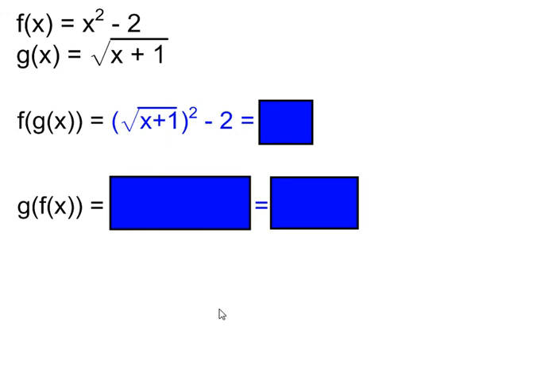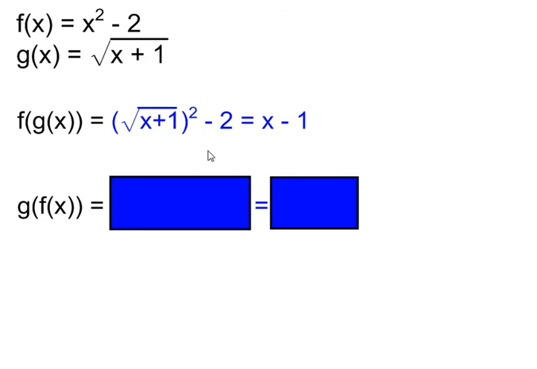So I have parentheses. I always put parentheses around the function that you're plugging in. I'm taking the square root of x plus 1. Then I'm going to square that minus 2. Again, I took g and plugged it in for x. Notice the simplification here. The square root and squaring cancel each other out. So I would be left with x plus 1 minus 2. Simplifying that, I just get x minus 1.